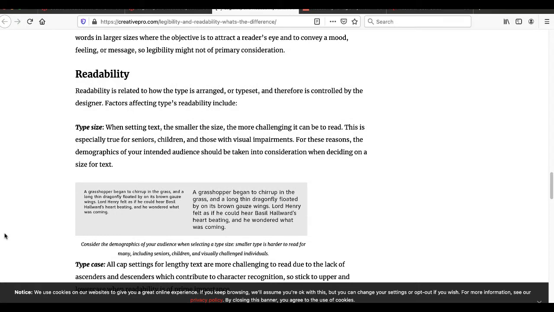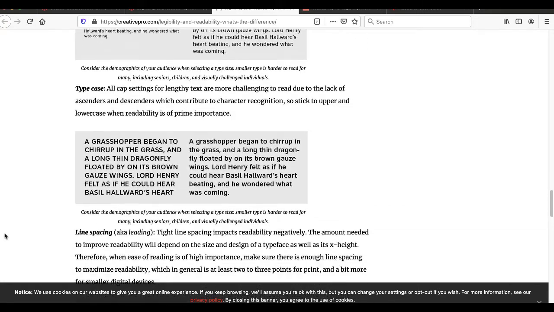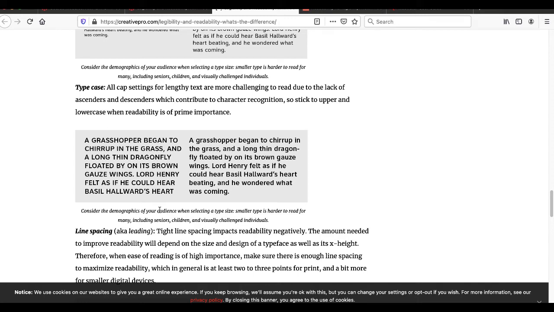Readability is related to how the type is arranged or typeset and is therefore controlled by the designers. So factors affecting this would be our type size, type case. There are a lot of fonts that are being designed now that are all only uppercase letters. It's not even the forced caps where your secondary letters are shorter. They have a smaller X height, but pay attention to that because sometimes you may find that you're like, oh, I love this font, it's great, and then you realize everything is shouting because they're all uppercase letters.